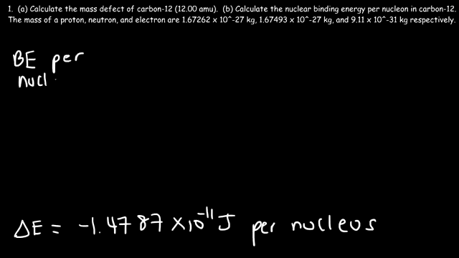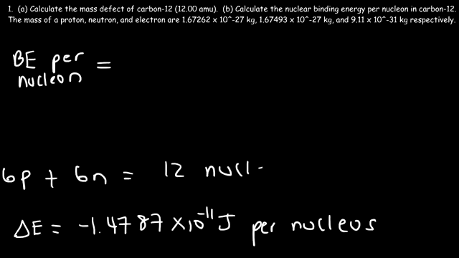Now you need to know what a nucleon is. What do you think a nucleon is? A nucleon is basically a particle in the nucleus. So protons and neutrons are considered to be nucleons, not electrons. So carbon-12 has 6 protons and 6 neutrons. So 6 plus 6 is 12. So we could say that it has 12 nucleons.